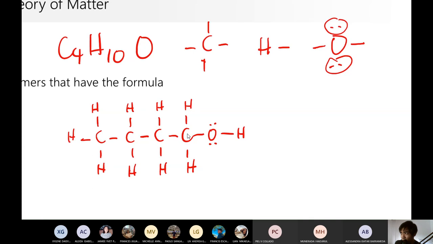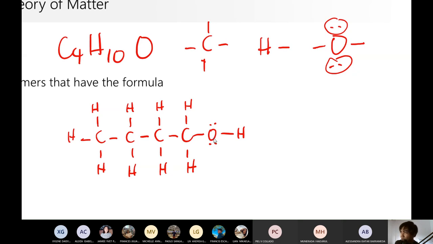So oxygen is connected to two different atoms, two different groups. So that's okay. Maintained yung valency. Carbon is connected to four different groups. So maintained yung valency. Hydrogens are connected to one group. Isa isa lang siya na connect. So maintained pa rin yung valency. So that's one structure for this formula, C4H10O.